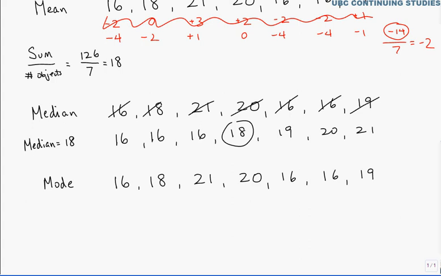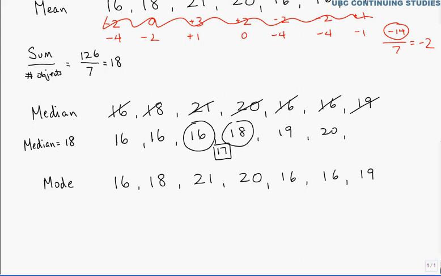What do you do if there are an even number of objects? So for instance, let's say that we didn't have the 21 on the end there, and we only had those 6 elements. What do you do? You pick the 2 in the middle, which in this case would be the 16 and the 18, and you take the arithmetic mean of 16 and 18, which is 17. So in this case, with only the 6 elements, the median would be 17.